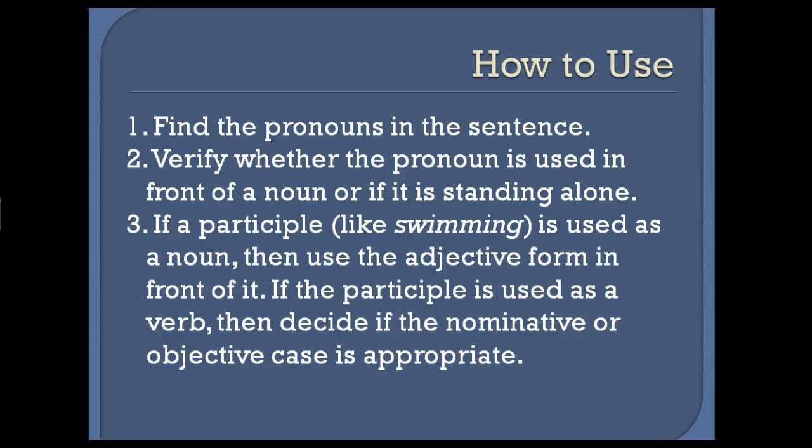Our swimming has been an exciting part of our summer. So we use it like it's a noun because it's a noun. If the participle is used as a verb, then decide if the nominative or objective case is appropriate. Meaning if we have a pronoun followed by a verb, whether it be linking or action, then we go back to the rules from lessons 1 and 2.